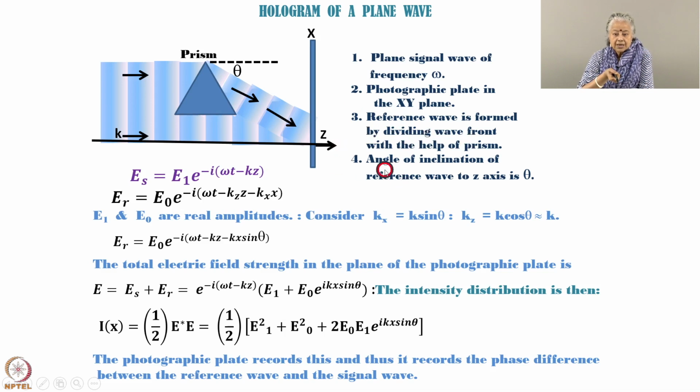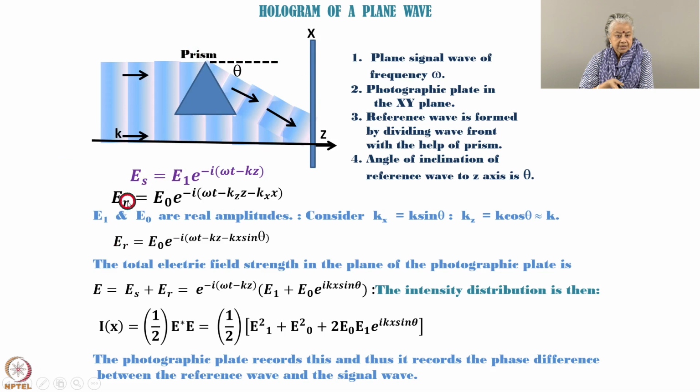And the angle of inclination of the reference wave to the z axis is theta. Here I have shown theta. This is the z axis and this is the angle. And this is my signal wave. So this is my reference wave and this is my signal wave.